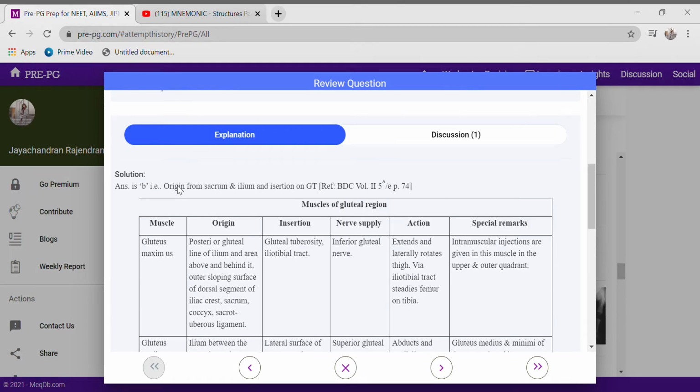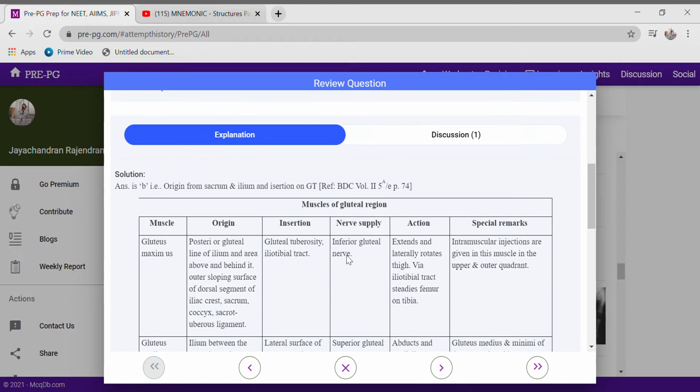So gluteus maximus gets origin from the line of the ilium and the area above and behind it, the outer sloping surface of the dorsal segment of the iliac crest, sacrum, coccyx, and sacrotuberous ligament. They get inserted at the iliotibial tract, onto the gluteal tuberosity is lesser. Only the iliotibial tract is more, so you remember the iliotibial tract. If both are given, you have to choose both.